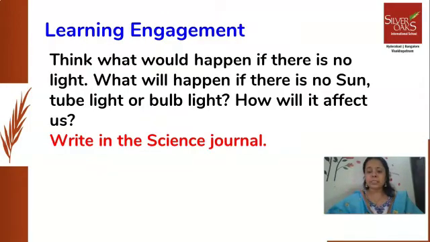Okay, let us see what is our learning engagement today. Learning engagement is think what would happen if there is no light. What will happen if there is no sun, no tube light, no bulb light? How will it affect us? Write in your science journal. Think about it. What will happen if there is no tube light, no bulb? Can you see? Think about it and write in your science journal.